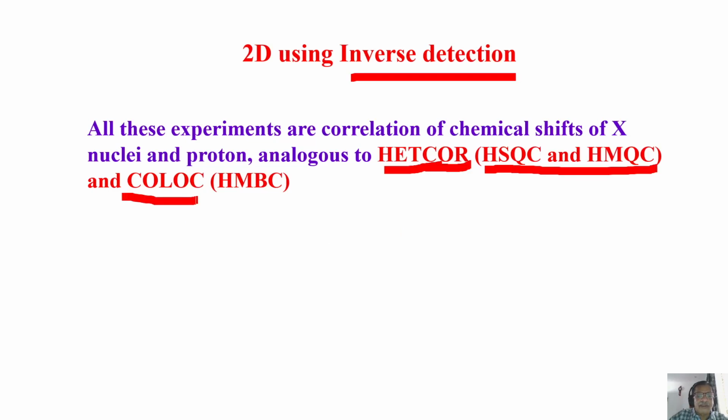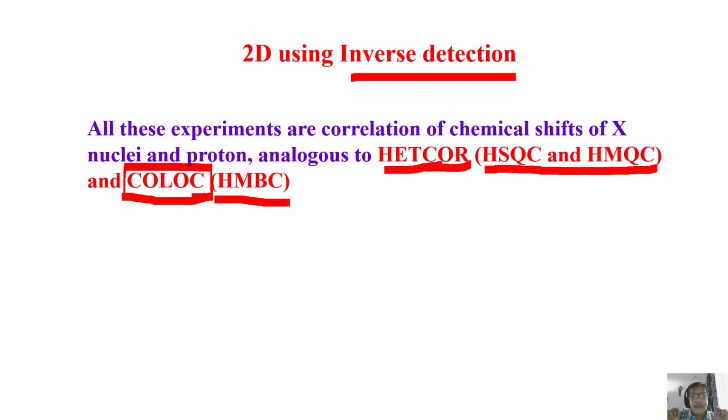There is an experiment called COLOC, correlation of long range coupling, where two-bond and three-bond proton carbon couplings can be correlated. Protons and carbons that are two to three bonds away can be correlated, instead of directly bonded ones as in HETCOR. The inverse detection experiment analogous to that is called HMBC.